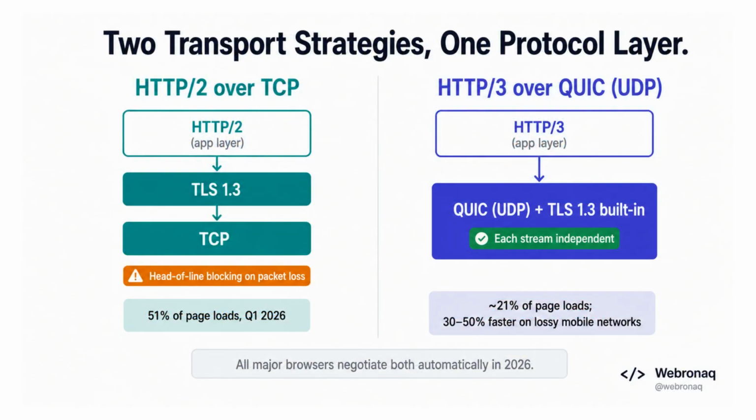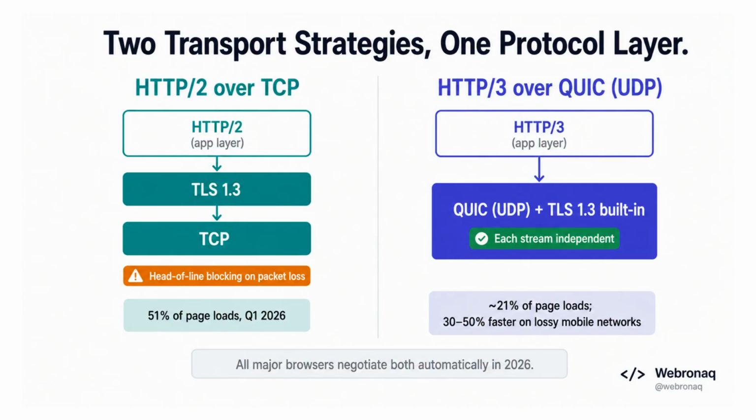Let me show you how this all comes together. HTTP/2 stacks 3 separate protocols: HTTP/2 at the application layer, then TLS for encryption, then TCP for transport. TCP is connection-oriented, meaning it guarantees every packet arrives in order. That reliability is great, but it creates a problem called head-of-line blocking. If one packet is lost, every stream on that connection freezes and waits for it, even streams that have nothing to do with the missing data.